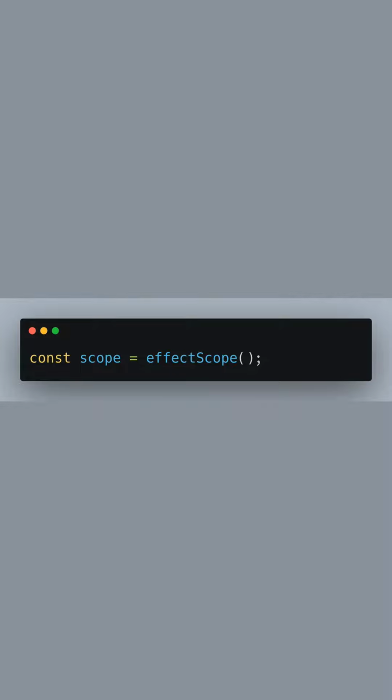Here we create a new instance of effectScope. This will serve as a container for grouping related reactive effects, allowing us to manage them collectively. Now, we run a function within the scope. All the effects created inside this function will be tied to the scope we just created.